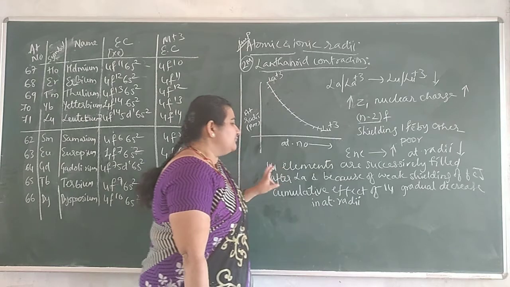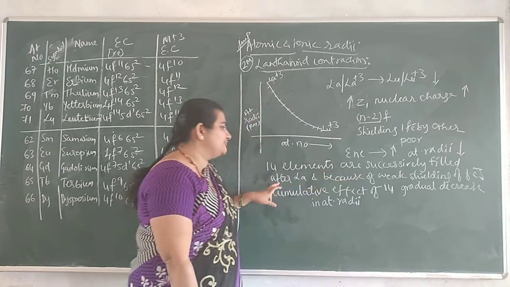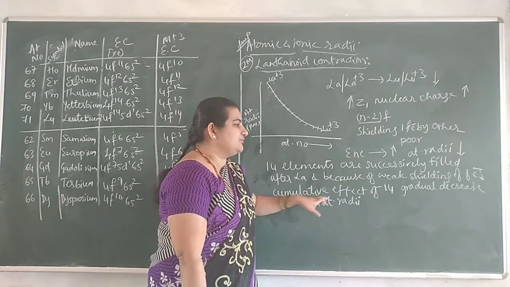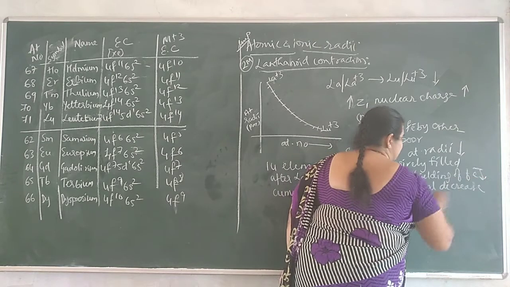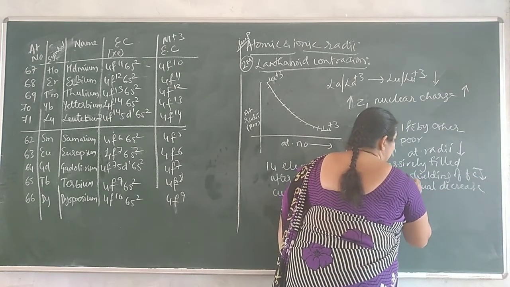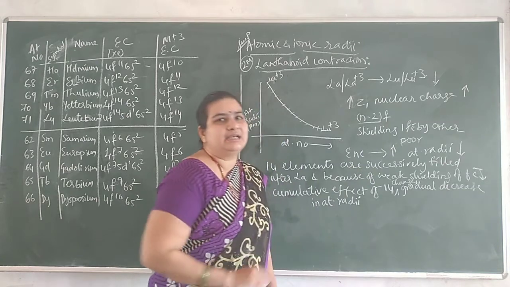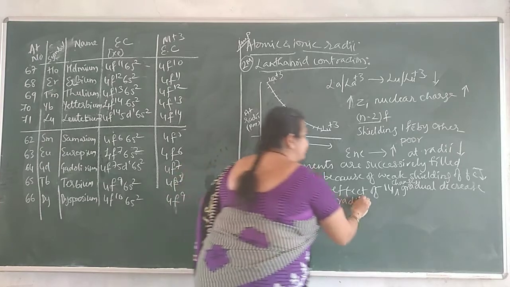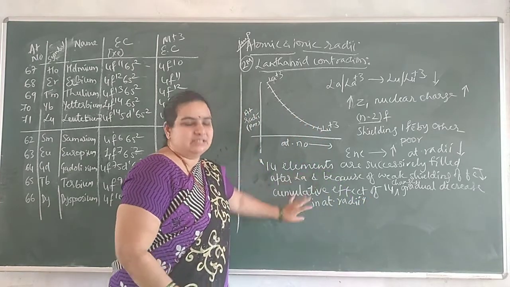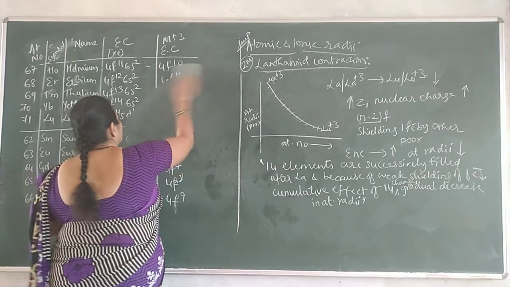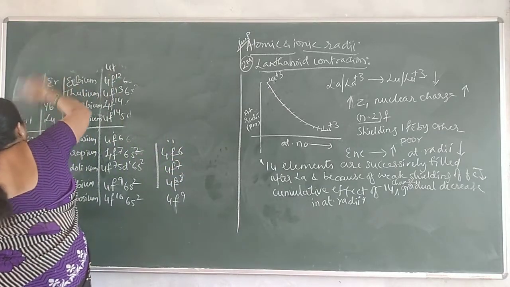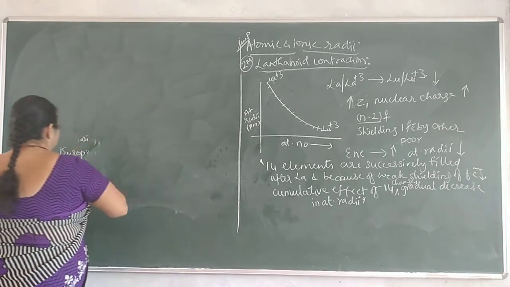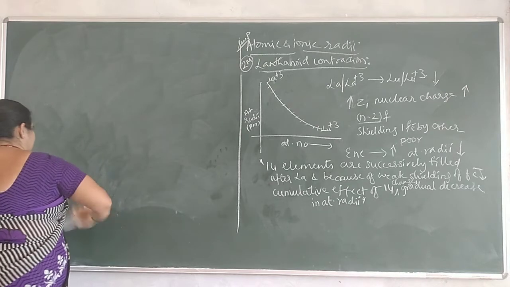Okay, so 14 elements are successively filled after lanthanum, and because of weak shielding of f electrons, the cumulative effect of 14 small changes gives a gradual decrease in the atomic radii, and this is called lanthanide contraction. The definition of lanthanide contraction is this one. Now we will see the consequences of lanthanide contraction. Next you may be asked a 2-mark question: what is lanthanide contraction, what are its consequences.